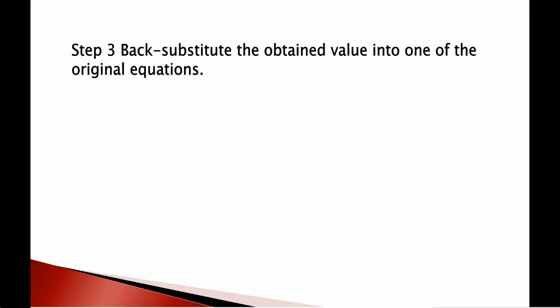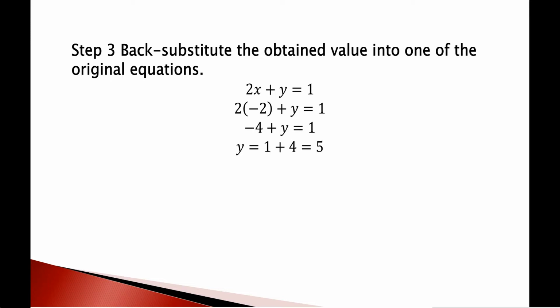Now in step 3, we are going to back substitute the solution of x that we found in step 2 into any one of the original equations. In that example, we pick the second equation, 2x plus y equals 1, and substitute negative 2 for x, the solution that we found in step 2, and solve for y. After solving, we get y equals 5. So our proposed solution is negative 2, 5.